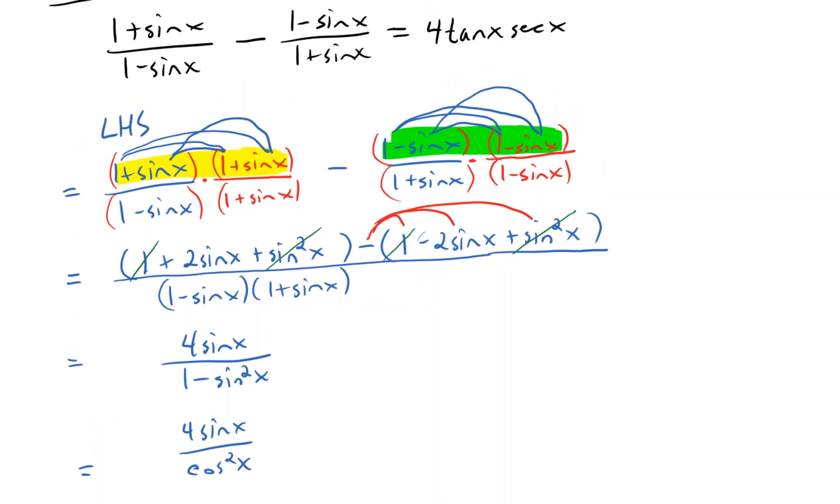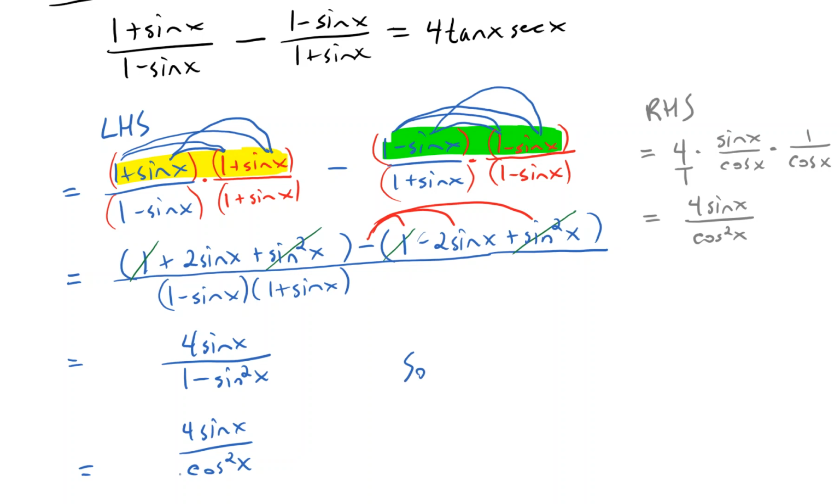Let's do some work on the right-hand side and see if it turns out to be the same. I'm hopeful because this 4 showed up, which is something we have on the right-hand side also. So the right-hand side I could write as 4 times tangent, which is sine x over cosine x, times secant, which is 1 over cosine x. If I want to multiply all of those together, I could turn 4 into a fraction, 4 over 1. On top, I'd get 4 times sine x times 1, which is 4 times the sine of x. And on bottom, I'd have 1 times cosine x times cosine x, which is cosine squared x.